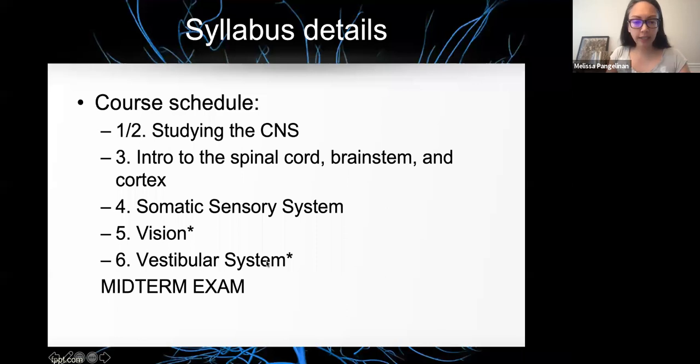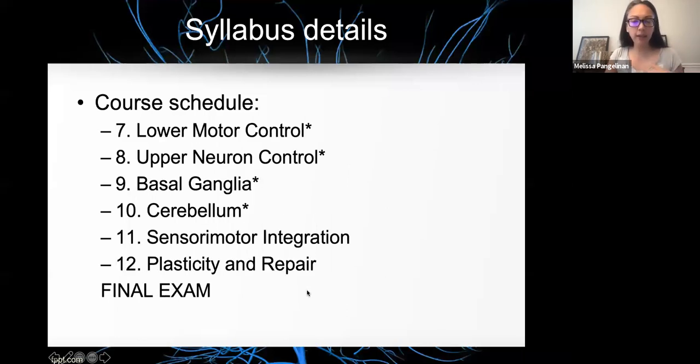So that's the section for the first. And then the second section is going to cover really motor control. So the first section is trying to help you understand the sensory systems that contribute to motor control. The second part is how do we actually control the system?